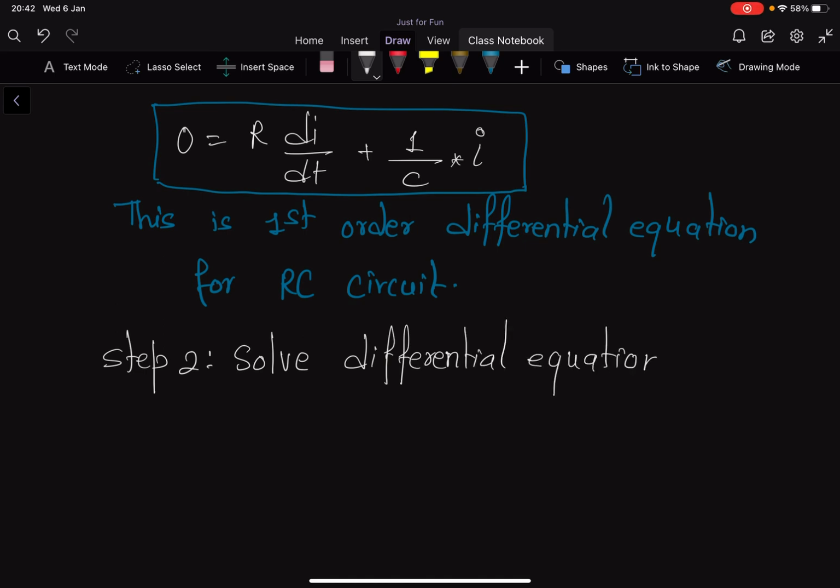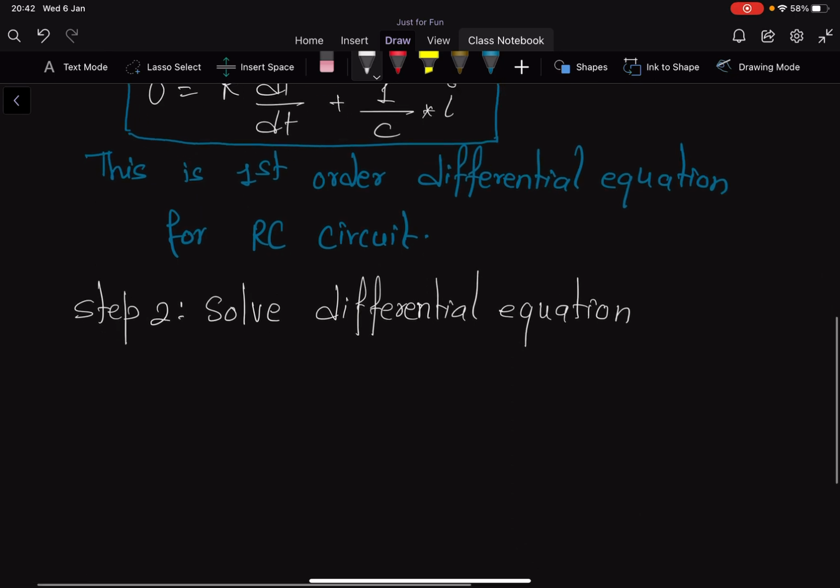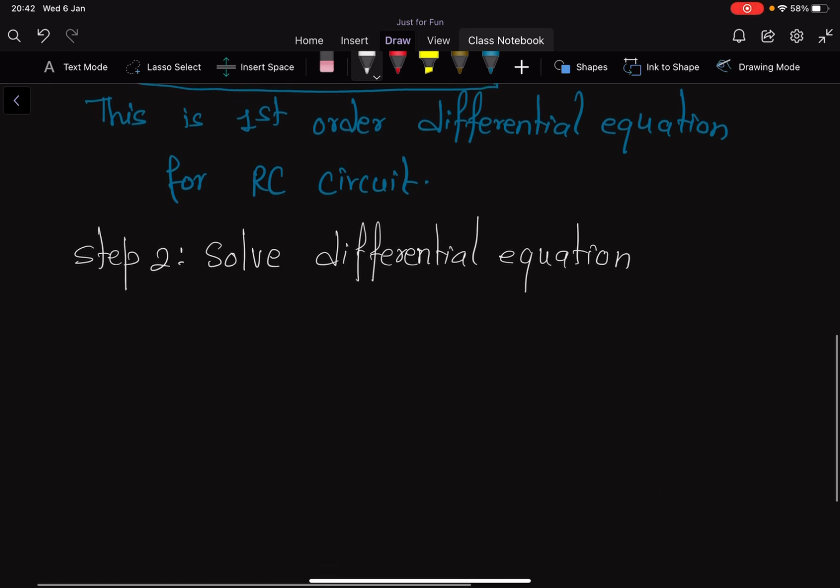To solve this differential equation, there are many ways you can do that. You can use MATLAB, or any classical method, or the Laplace method. Here we are going to apply the Laplace method, so we solve this differential equation by using the Laplace transform. This LT refers to Laplace transform, and we will need some formulas.